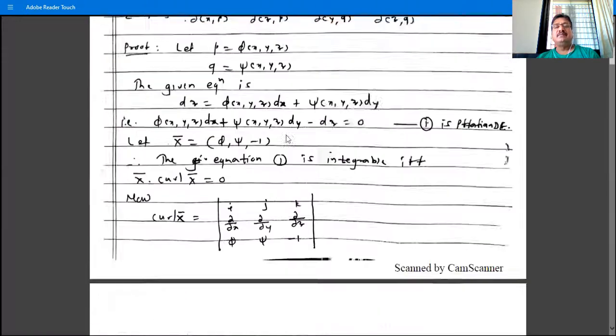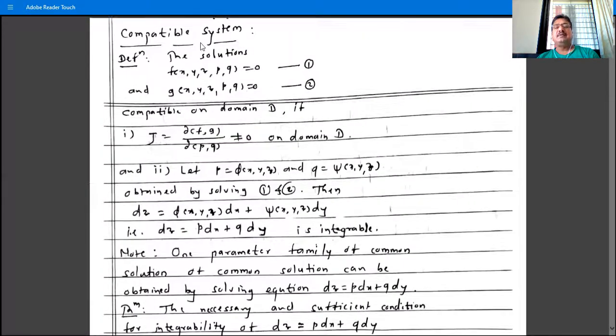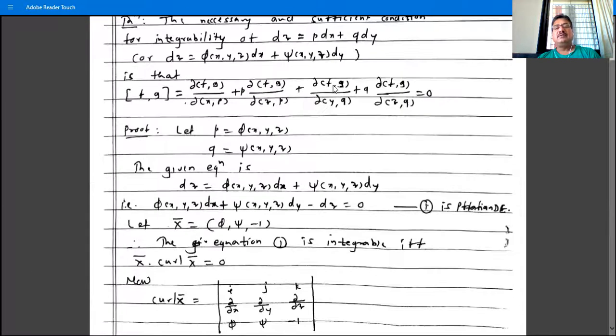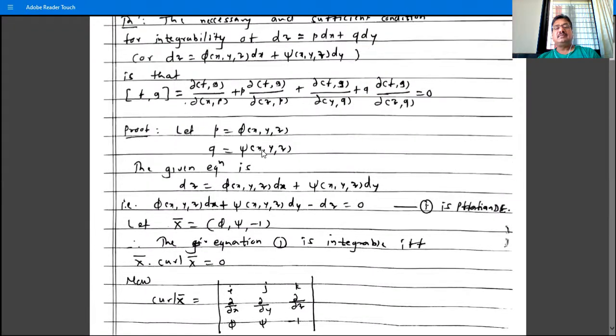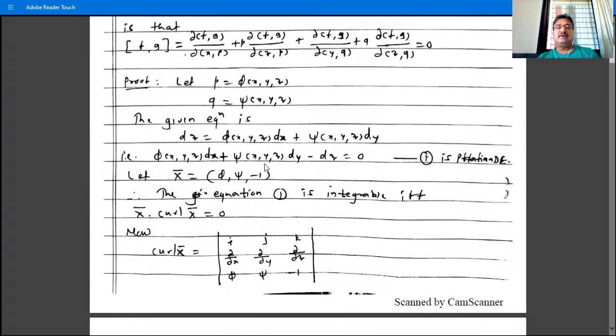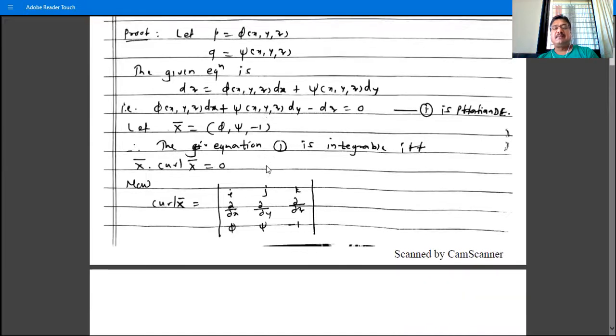So note, before starting this topic, write this: small p is not equal to ∂z/∂x, and small q is not equal to ∂z/∂y. What are p and q? p and q are functions of x, y, z. Both are functions of x, y, z. They are not ∂z/∂x and ∂z/∂y.